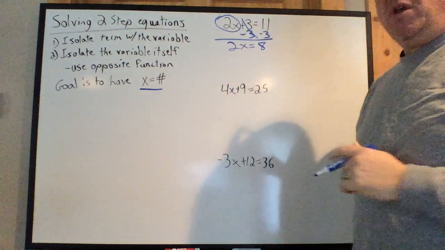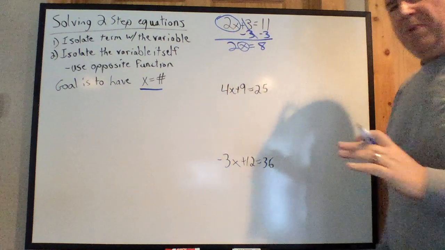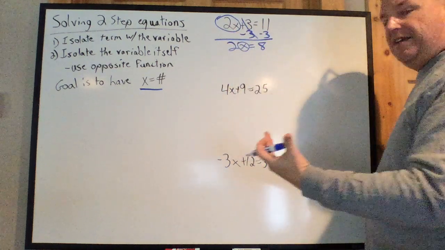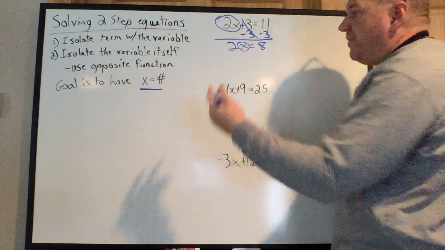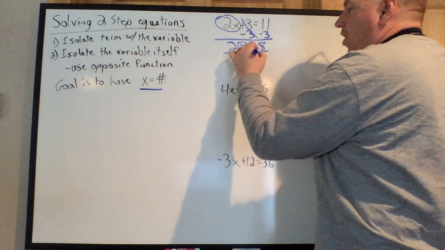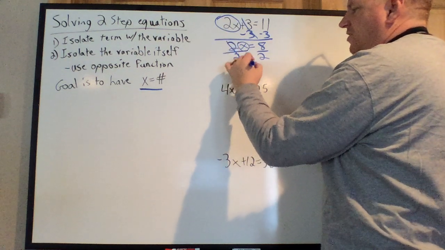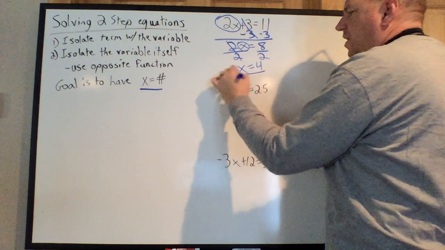So now, again, in my second step, I want to isolate the variable by itself. The variable x is being multiplied by 2. So we undo multiplication by dividing by 2 on both sides. The 2's will cancel out. I'm left with x equals 4. That becomes my final answer.